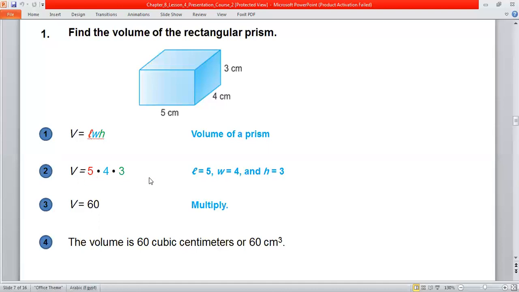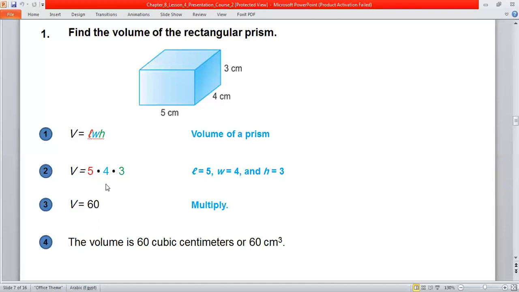So I have 5 times 4 times 3. I will multiply the 3 numbers together. If I multiply these 3 together, Mohamed, 5 by 4 times 3 equals 60. Excellent. So I will multiply the first two numbers together. It gives me 5 by 4, it equals 20. 20 by 3, my friend, is equal 60.